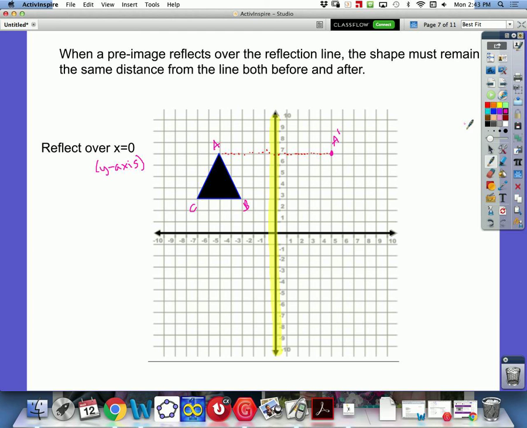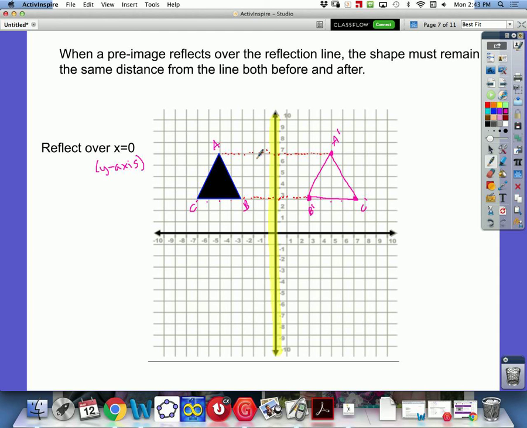Now I'll do the same with either C or B. Doesn't matter. I'll go B. 1, 2, 3. 1, 2, 3. So there is my new B. And then just like translations, if it's a straight line, we can just count 1, 2, 3, 4. 1, 2, 3, 4. And then we can connect our dots.